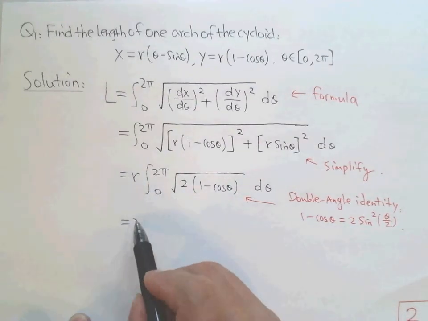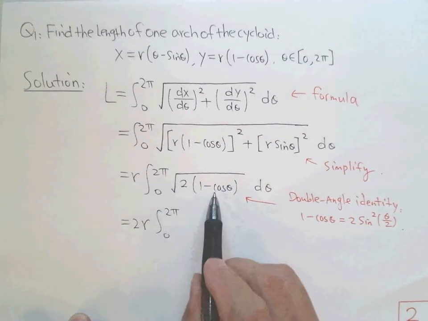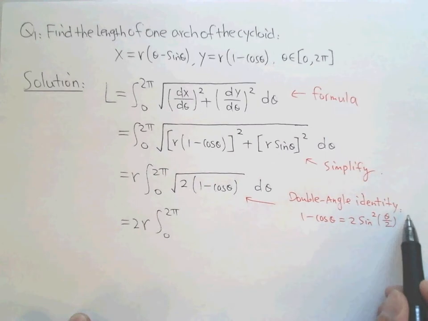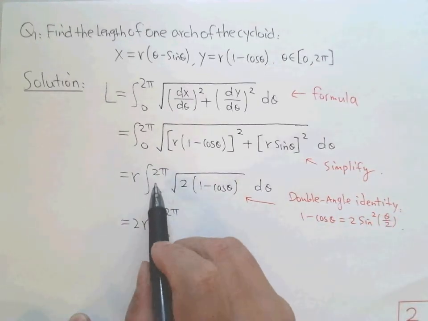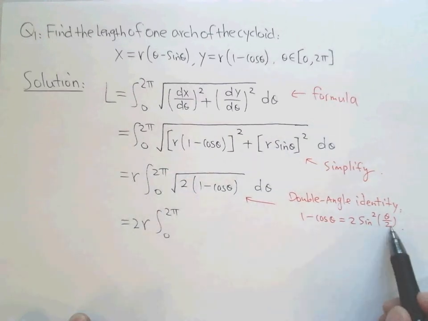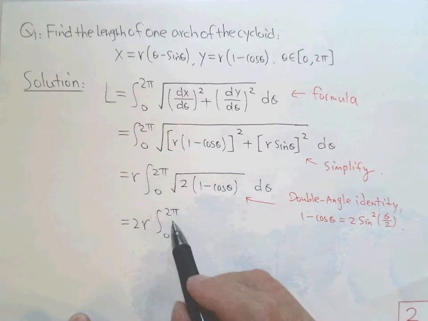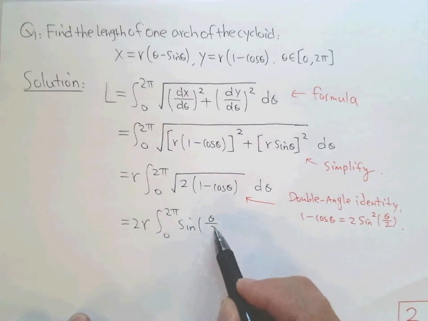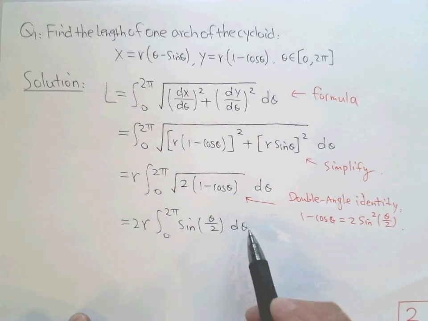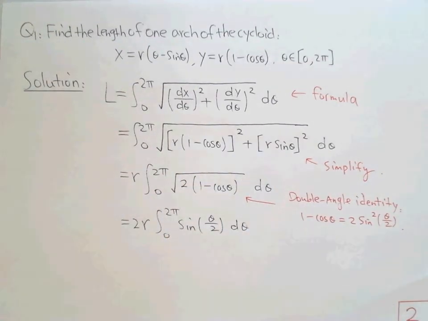So we have 2 times r here, and then 0 to 2 pi, and this goes to the square root, sine of theta over 2. Theta belongs to 0 to 2 pi, so half of theta belongs to 0 to pi, where the sine is positive. I mean, we take the square root directly. We have sine of theta over 2. Now good, we successfully deal with the square root.